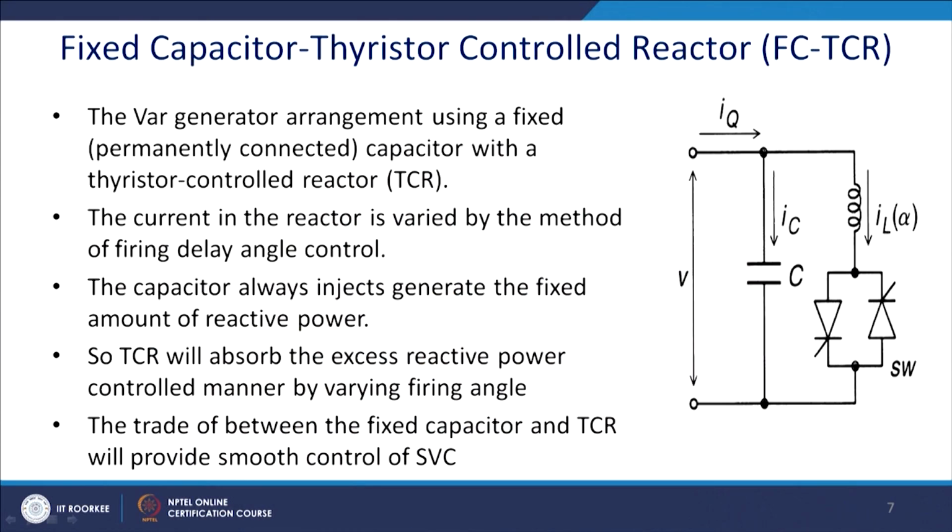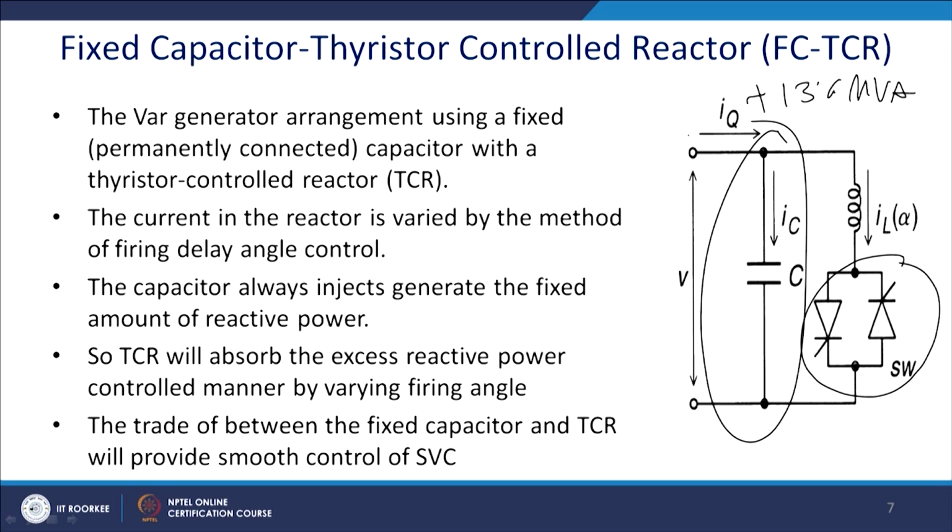This is basically a fixed capacitor configuration. You have a capacitor that is fixed to the line, and ultimately whatever the value of the inductor is required, you get it here. So, let us say we require 13.6 MVAR to be injected, that is capacitive. So, this should have a rating of around, let us say, 14 MVAR, and it will be switching in such a way that it will generate basically minus 0.4 MVAR, and thus you get the effective compensation.